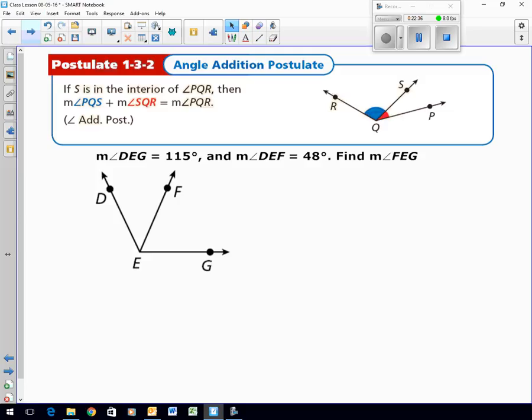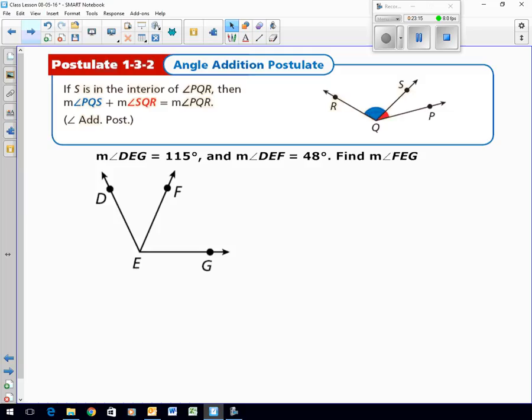Q to S, Q to P, and Q to R are all what? Line segments, or rays? Rays. See that? They're all rays, okay? It's okay if you have all of these creating an angle. Look at my big angle, PQR. I can take the measure of PQS, which is in red, and add it with the measure of SQR, which is in blue, and I would get the big angle measurement.